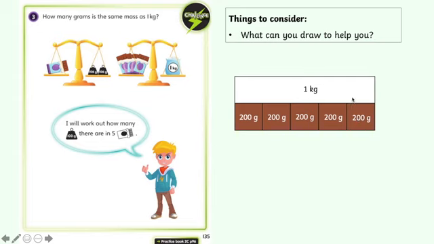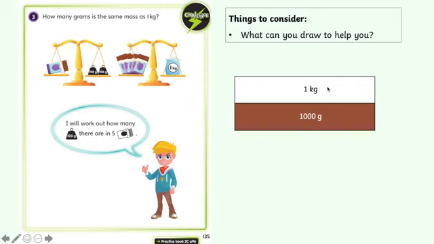So to work out how many grams overall are in this 1 kilogram, I need to count up in 200s. 200, 400, 600, 800, 1000. So there are 1000 grams in all of the chocolate bars, and this is the same as 1 kilogram. So I've answered the question, there are 1000 grams in 1 kilogram.